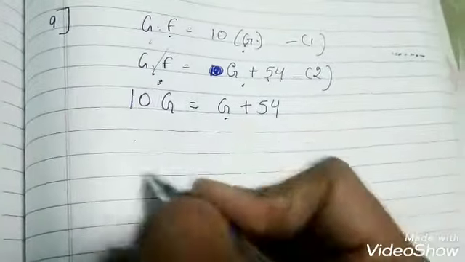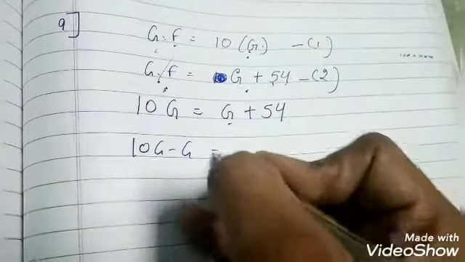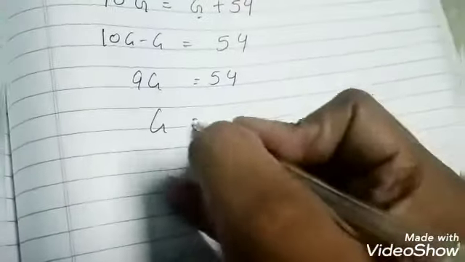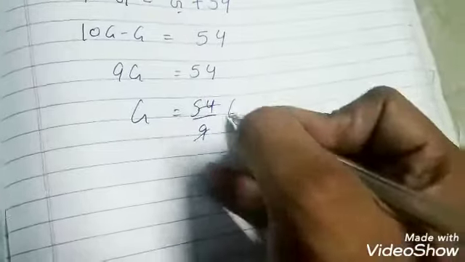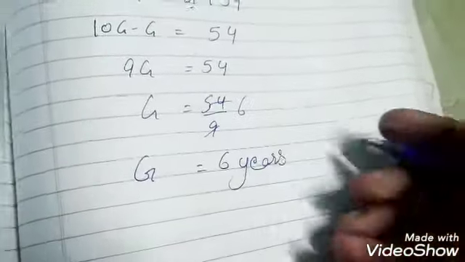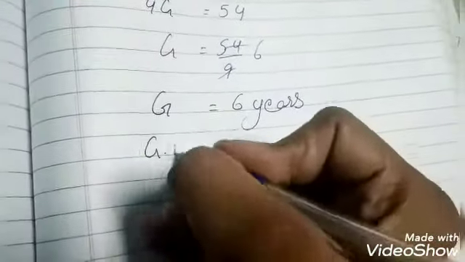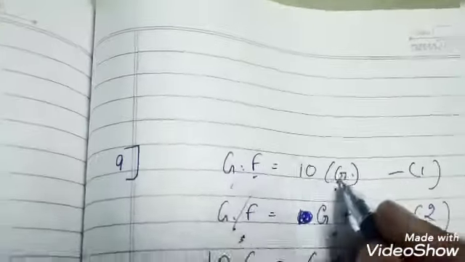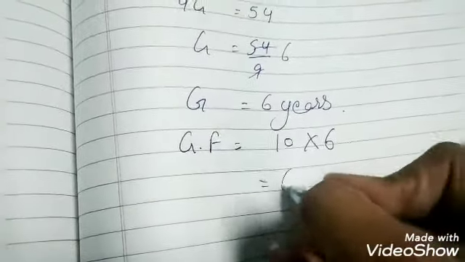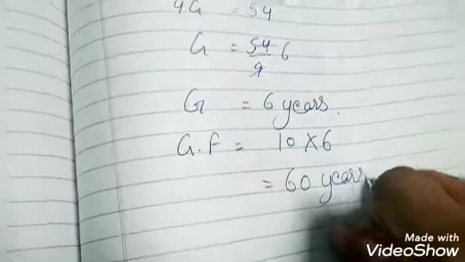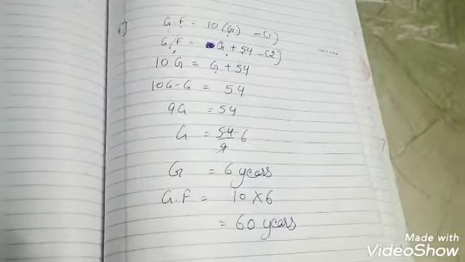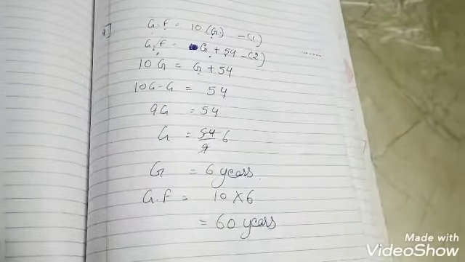Now G is adding here, here it will get subtracted. 54 will be left here. Now 9 is multiplying here, there it will get divided and we'll get the answer 6. So basically the granddaughter's age is 6 years. And if I have to calculate the grandfather's age, as you can see, it is 10 times the granddaughter. So the grandfather's age is 60 years. So this was the age question, question number 9.